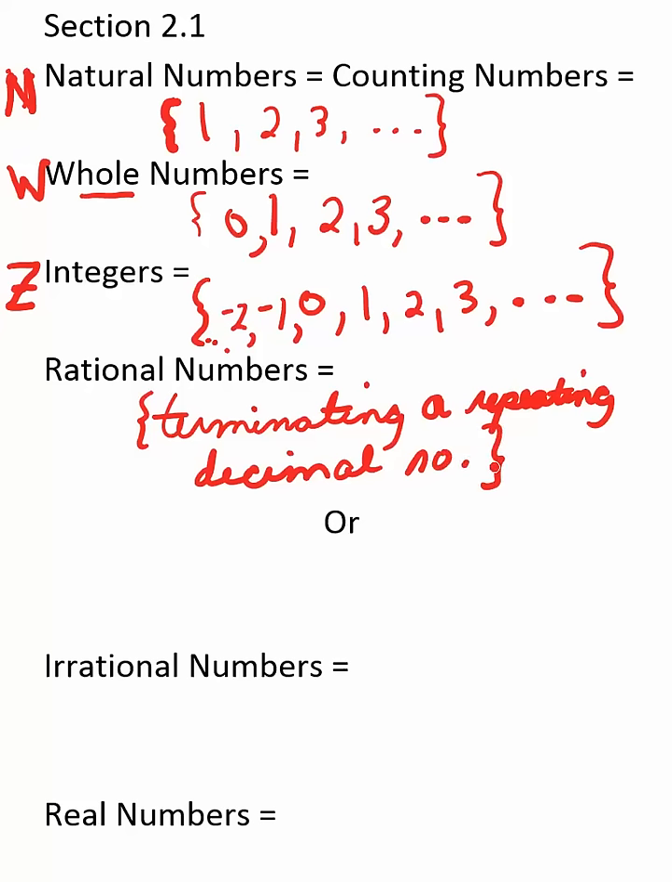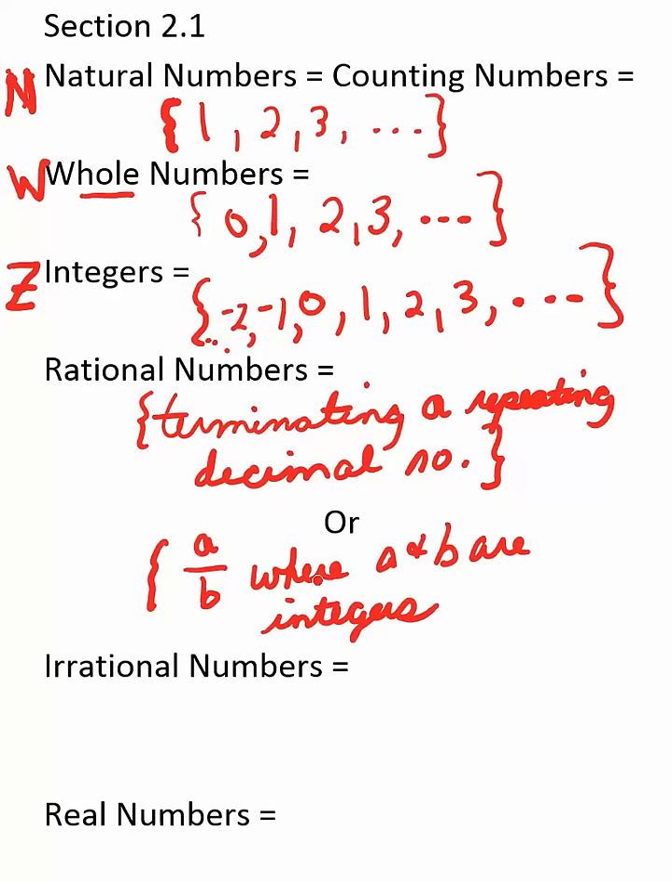The other way to give the definition is to give it as a fraction, and so the rational numbers would be the set of all fractions, and we would write that as A over B, where A and B are integers and B is not equal to 0. Because if it were 0, then we would be trying to divide by 0, and that is undefined. The short way of writing the set of rational numbers would be a capital R.